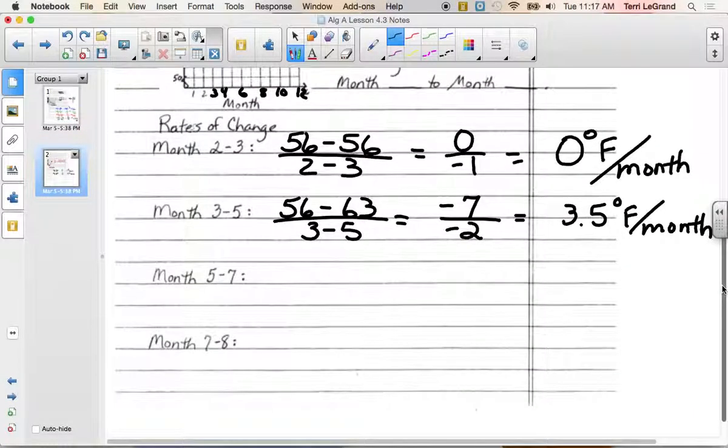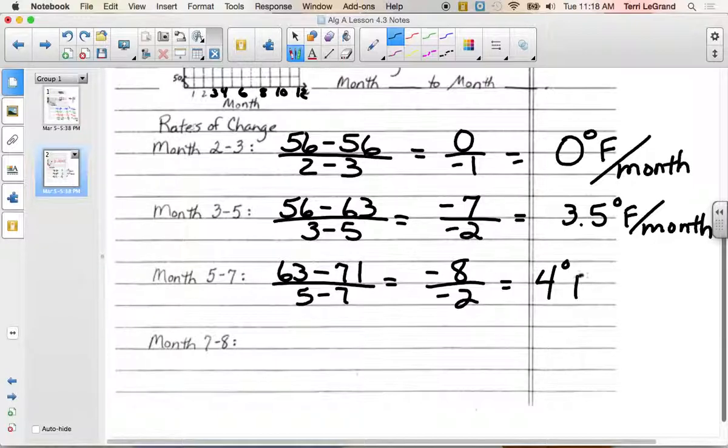Okay, now let's move on to starting at month 5, when it was 63 degrees. Take away the temperature in month 7, which was 71, and 5 take away 7 downstairs. 63 take away 71, -8. 5 take away 7, -2. -8 divided by -2, +4. 4, and those are degrees Fahrenheit, and that's per month.